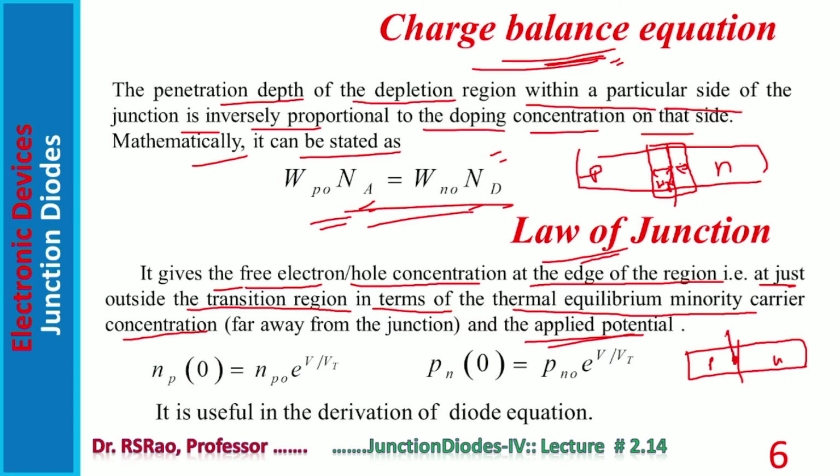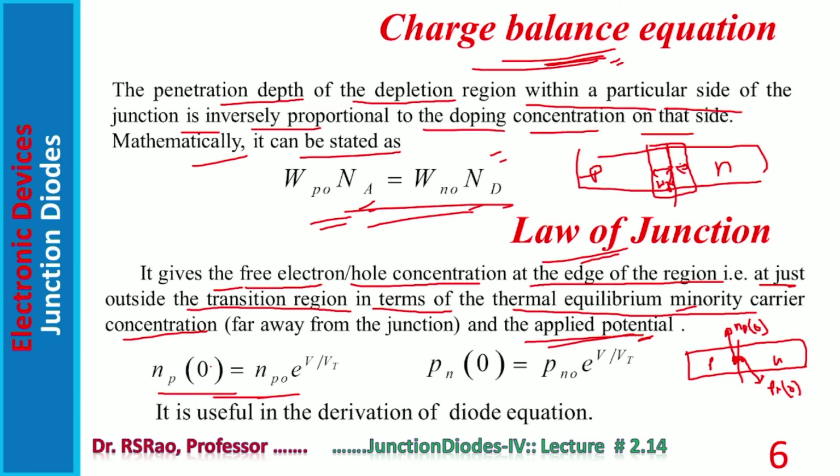Electron concentration here, Np, or hole concentration on the N side here, minority carrier concentration, Pn, just at the edge, means 0, 0. This law gives these concentrations in terms of the minority carrier concentration at thermal equilibrium and the applied potential. This law is quite useful in deriving the diode equation. Let us see what this law actually says.